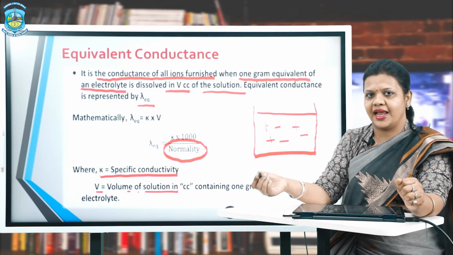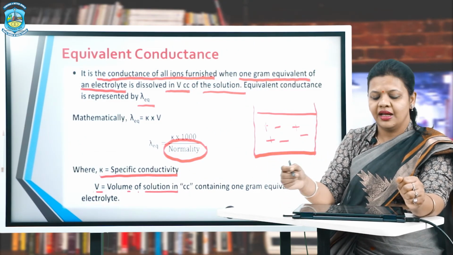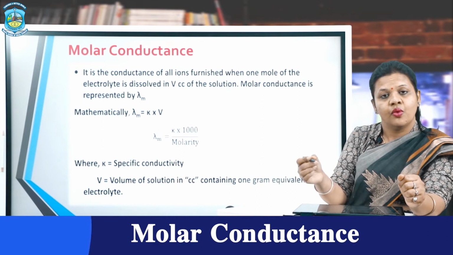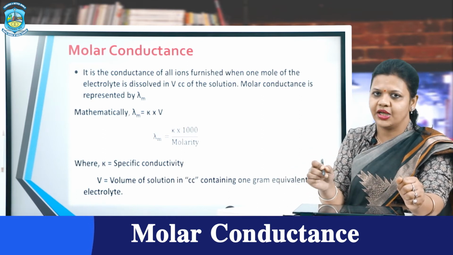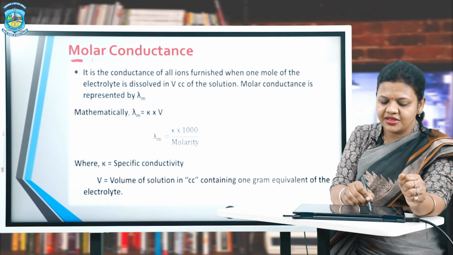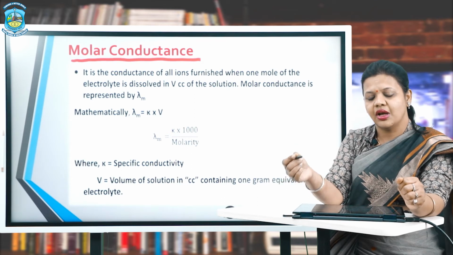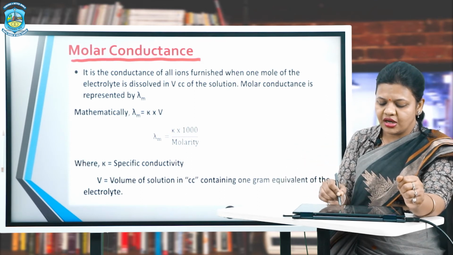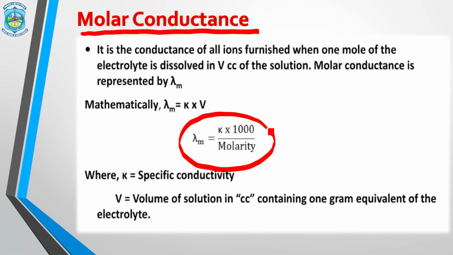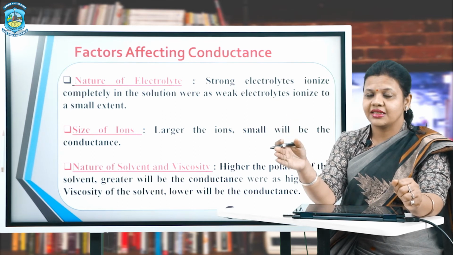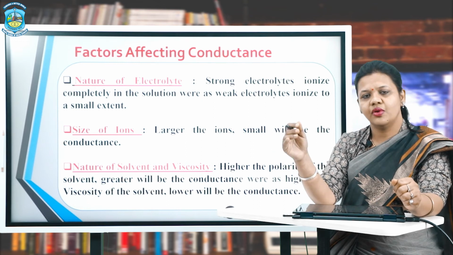Now, if instead of normality we take a molar solution, then the conductance will be called molar conductance. What is molar conductance? It is the same as equivalent conductance, but the difference is that in equivalent conductance we talk about normal solutions, whereas in molar conductance we talk about molar solutions. It is also represented by lambda subscript small m. So we have discussed the three types of conductance: specific conductance, equivalent conductance and molar conductance.